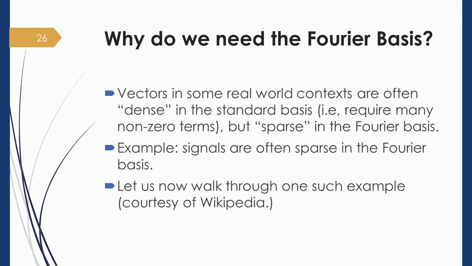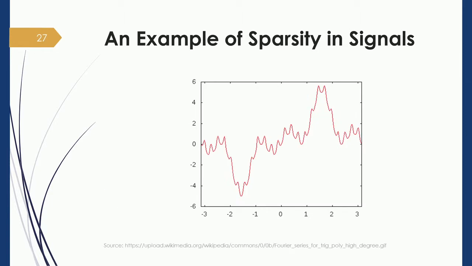Let us look at one such example, which really illustrates this notion of sparsity. Here is an example of a periodic function, and as you can see, this periodic function appears quite complicated. And if you were to sample this periodic function at discrete points in time, very few terms will be 0, most of the terms will be non-zero. Let us now look at this same periodic function after we transform it into the Fourier spectrum.